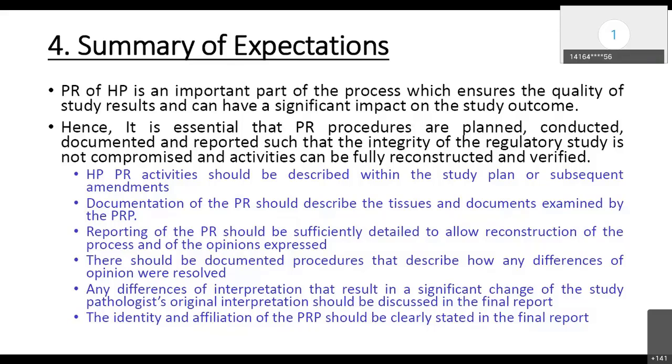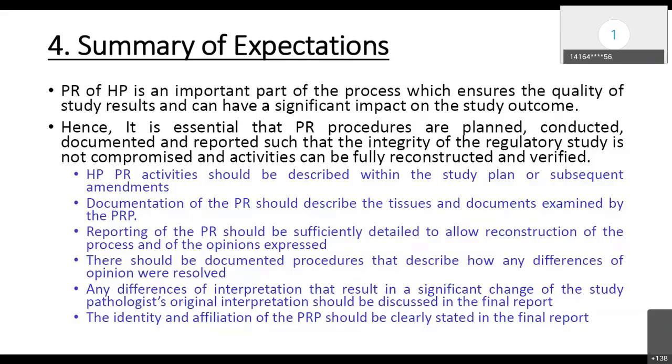So whatever data have been generated, documents that have been generated, everything has to be archived. Even the tissues and samples collected during the studies, everything has to be archived. So in case it is needed for any data reconstruction, we can just collect the data or samples from the archive and then reprocess and examine. Histopathology peer review activities should also be described within the study plan or subsequent amendment. That's also one of the expectations of OECD.